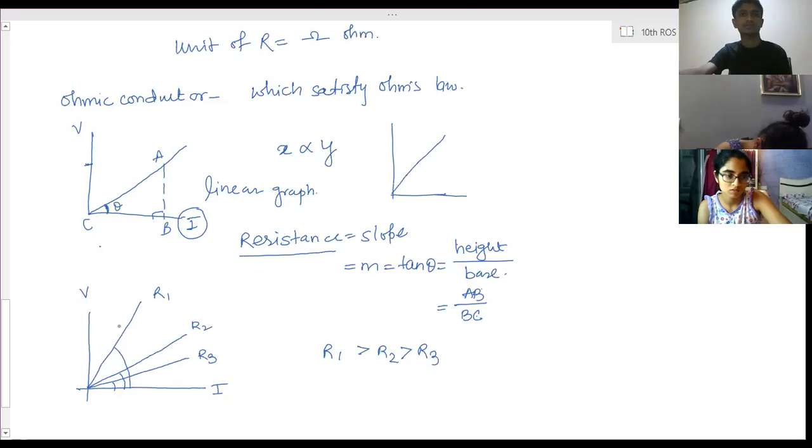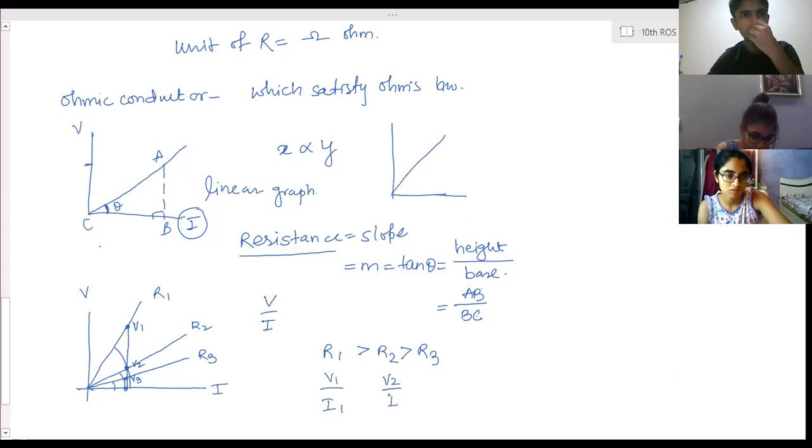Okay. Or we can compare by taking the perpendicular from all the points at the same current value. Current remains the same, and we check the potential difference values. These are the three: this is V1, this is V2, this is V3. Now when we take V by I, how can we compare? Current value remains the same and the potential differences are different. Then which value is greater? R1 is V1 by I, R2 is V2 by I, because current is the same, and R3 is V3 by I. Whichever of V1, V2, V3 is greater has more resistance because the current value remains the same.